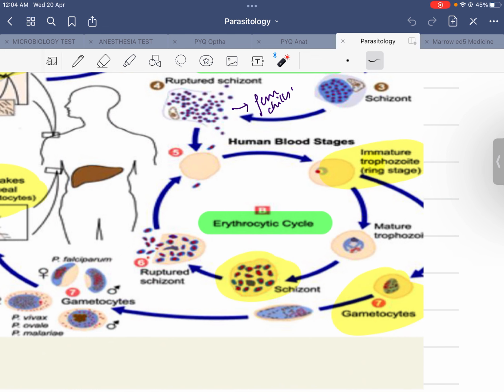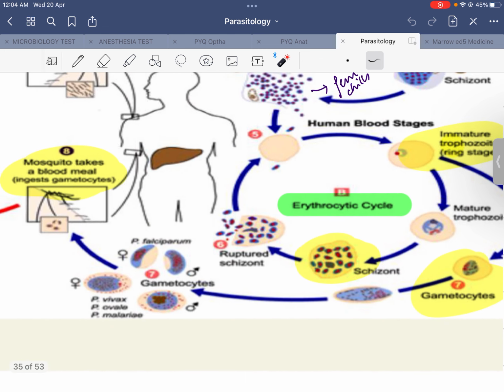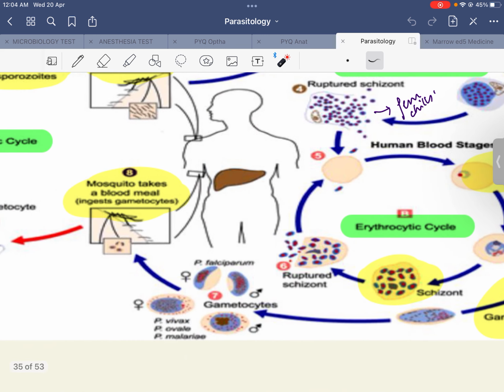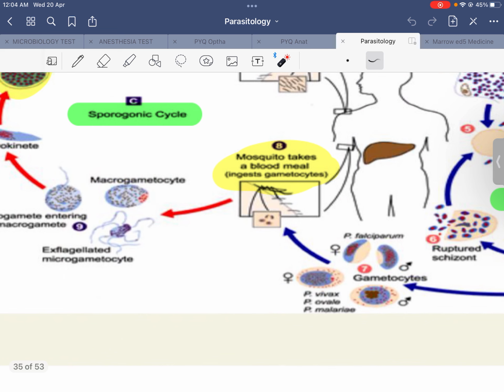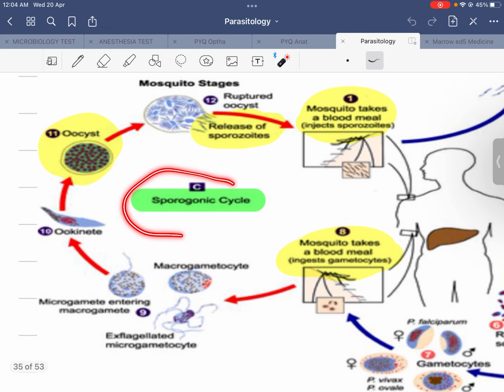Now these gametocytes, obviously there will be male and female gametes. Whenever the mosquito bites again, it will take in the gametocytes. So the male and the female gametes will fuse inside the mosquito. That is called the sporogonic cycle. And what will they form? They'll form an oocyst, and that oocyst will release sporozoites.